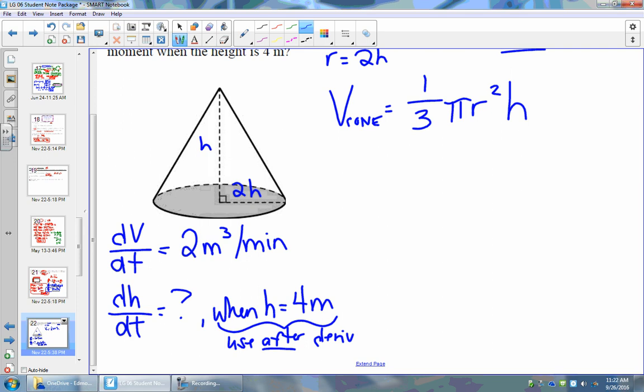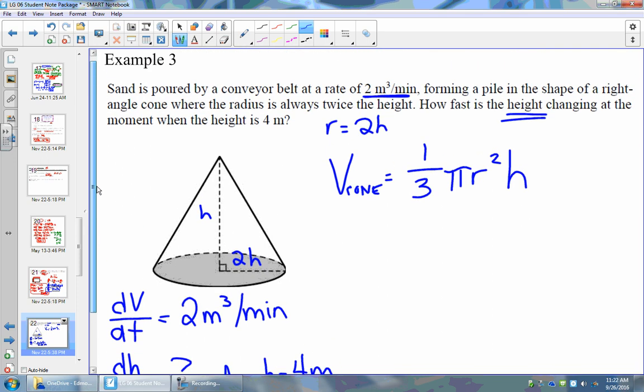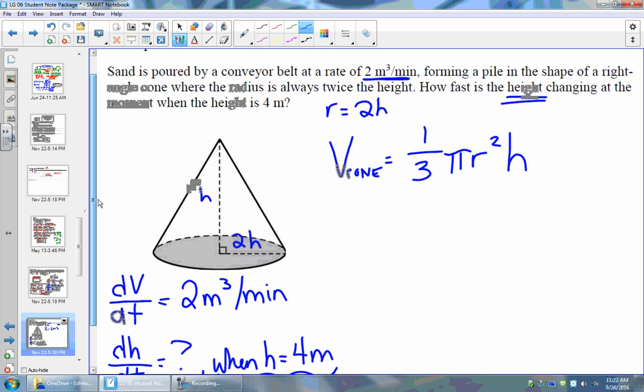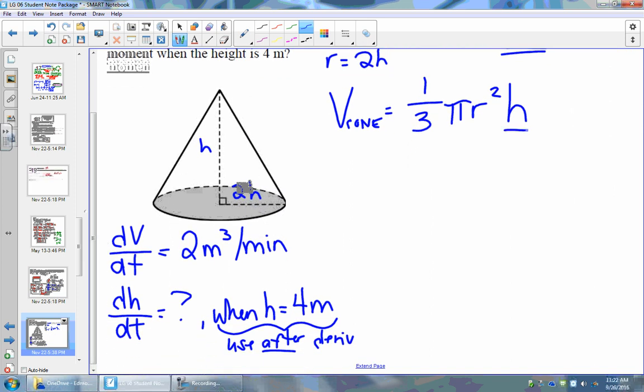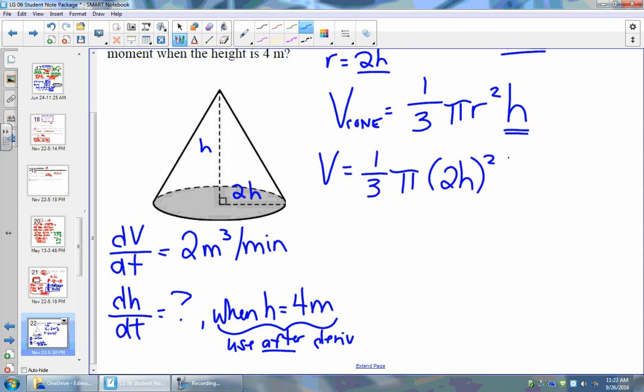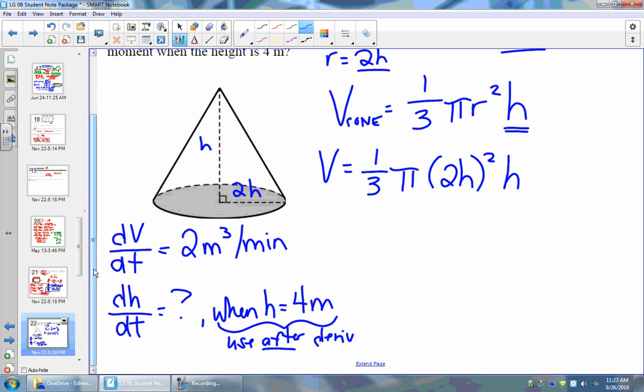Now, one hint that you want to keep in mind is looking at the question, it's saying how fast is the height changing when the height is 4 meters. Obviously, this is dealing with height, so we need to keep h in our equation. I don't really care about r, nothing's talking about r, but h is quite important. Well, luckily enough, we said r is equal to 2h. So let's rewrite this: 1 over 3 pi, and then I've got 2h squared times h. Now look, I've taken out a variable and we're able now also to simplify. So our derivative is going to be so much easier.